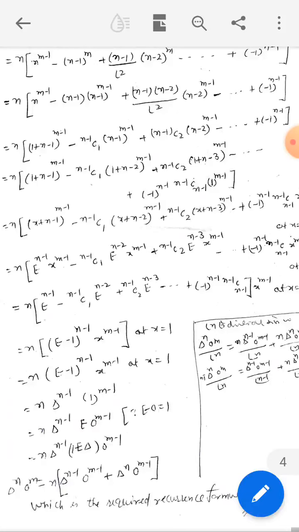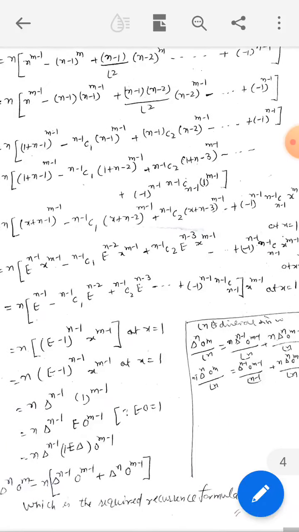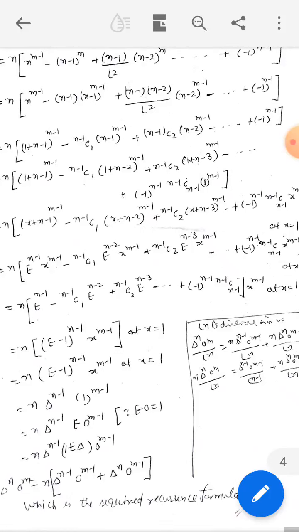If we take x equal to 1, this can be written as n into [(x plus n minus 1) to the power m minus 1 minus (n minus 1)C1 (x plus n minus 2) to the power m minus 1 plus (n minus 1)C2 (x plus n minus 3) to the power m minus 1, plus other terms] and the other terms are the same. But we know very well that the value of this can be written, taking x to the power m minus 1 common, as n into [E to the power n minus 1 minus (n minus 1)C1 E to the power n minus 2 plus (n minus 1)C2 E to the power n minus 3, and so on] where E is the displacement operator, acting on x to the power m minus 1 at x equal to 1.